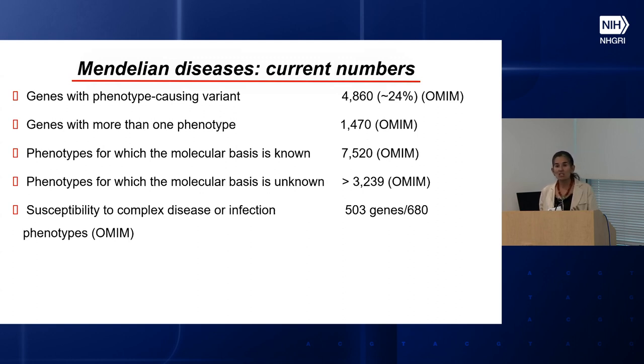So we have many genes for which we don't know the phenotype. And we have many phenotypes for which we don't have the gene. So we have a lot of work to do.